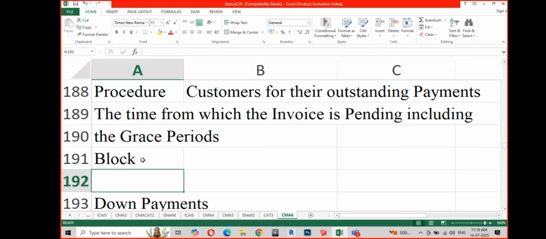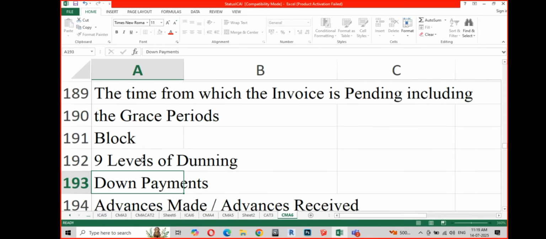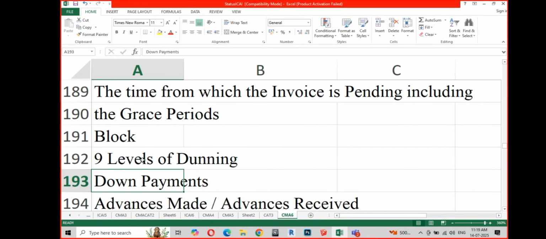And we also read in the study content that SAP allows you a maximum of 9 levels of dunning. What is 9 levels of dunning? SAP allows you a maximum of 9 reminders to go to the customers. But just imagine a scenario where you're reminded 9 to 10 times, n number of times for something. Won't you get irritated? The same thing happens to the customer also, right?